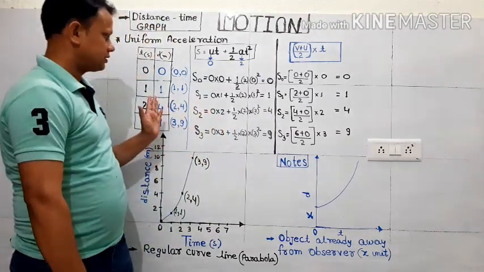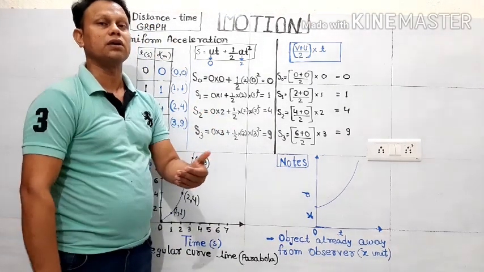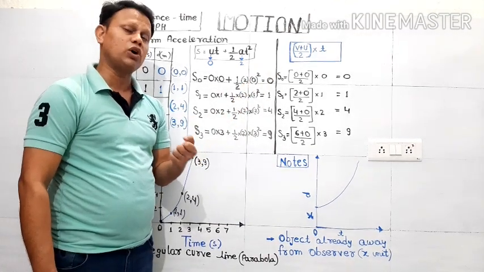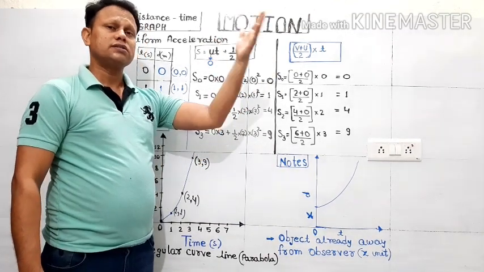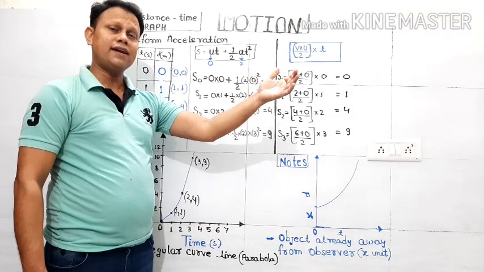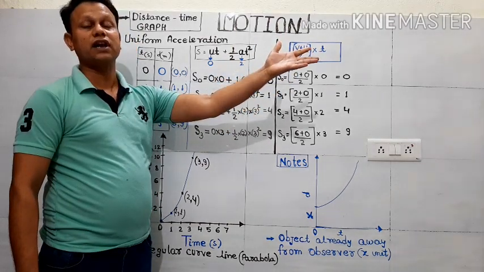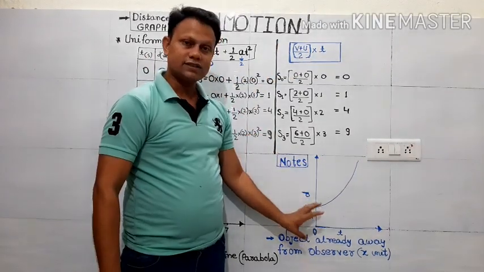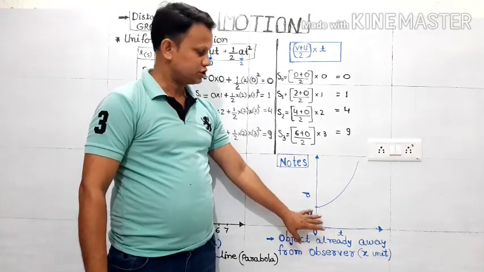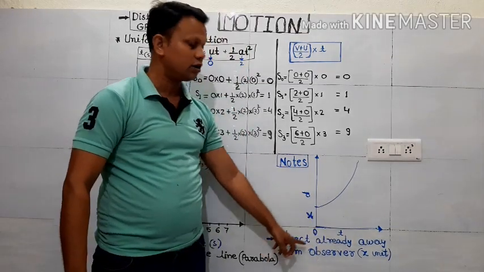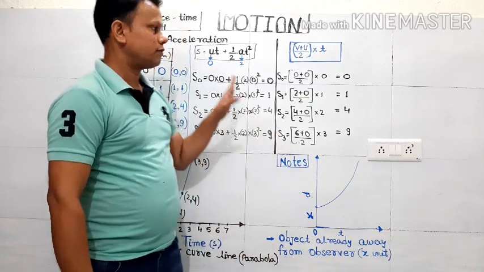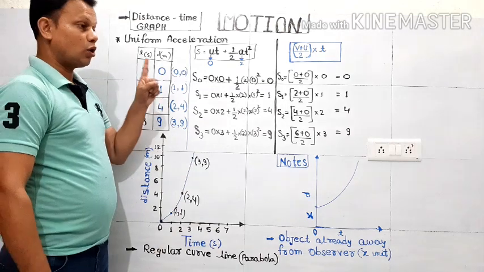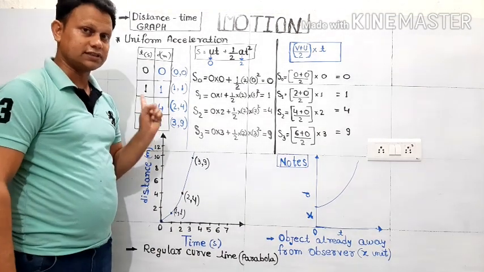Because when I considered this situation, I have taken the body just passing by me. But it may be a possibility that when I started my observation, the body had already acquired some distance from me, and then we are observing uniform acceleration. So in that situation, you will get a regular curve only, but at some particular height. So this is showing that the object is already away from the observer. So this is the graphical presentation of a uniformly accelerated body on a distance time graph. It is a distance time graph.